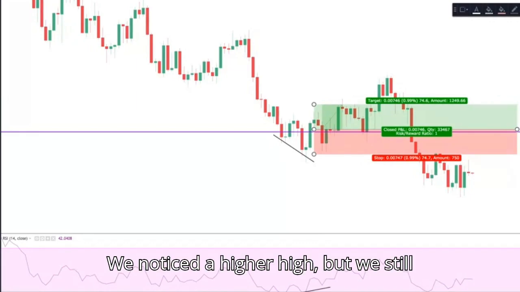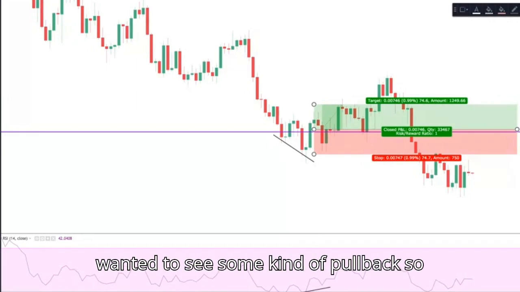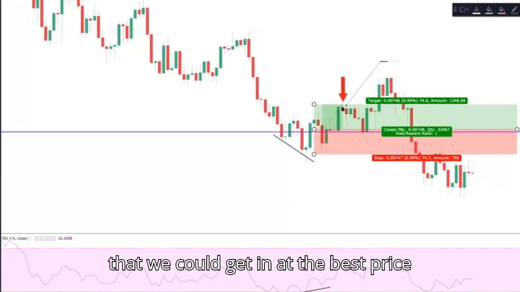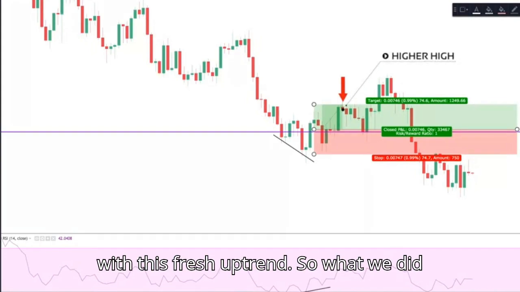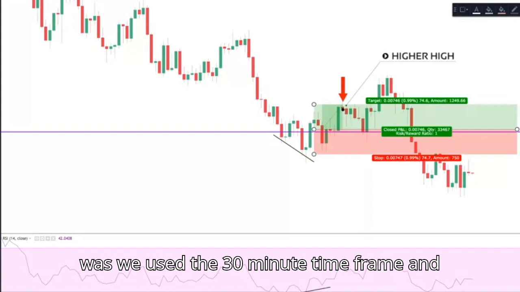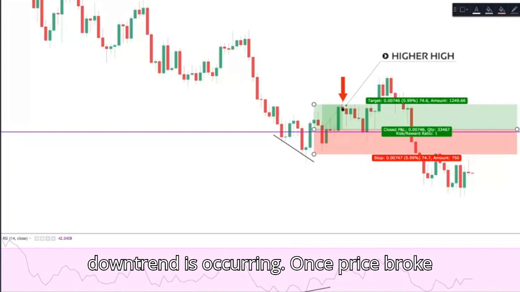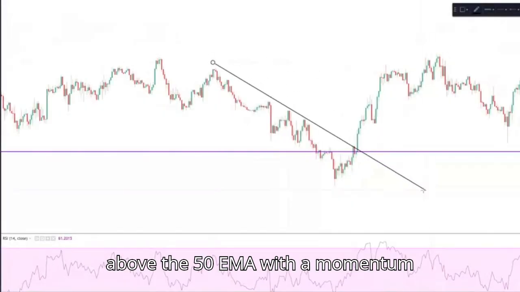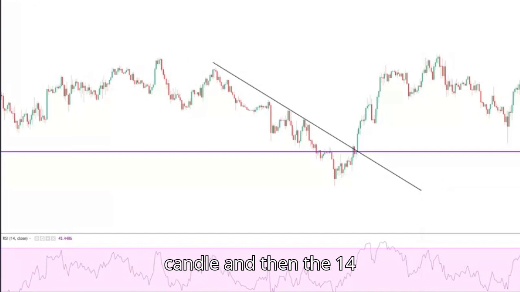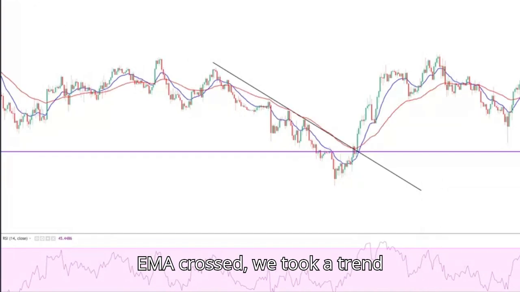We noticed a higher high, but we still wanted to see some kind of pullback so that we could get in at the best price with this fresh uptrend. So what we did was we used the 30-minute time frame, and as you can see, this is where the pullback downtrend is occurring once price broke above the 50 EMA with a momentum candle. And then the 14 EMA crossed.